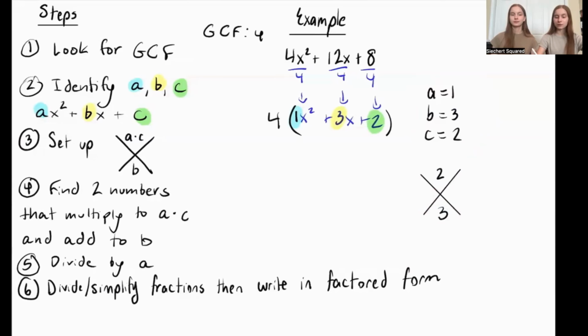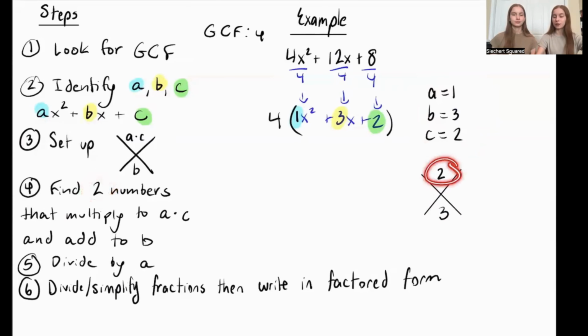From here, we just have to find two numbers that multiply to 2 and add to 3. In this case, the only things that multiply to 2 are 1 and 2. So we put 1 and 2 down. Order doesn't matter, so you could have written 2 and then 1. 1 times 2 does give you 2, and 1 plus 2 does give you 3. So these are the numbers that we want.